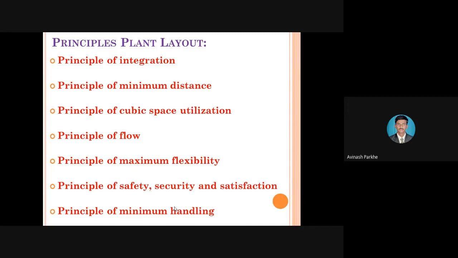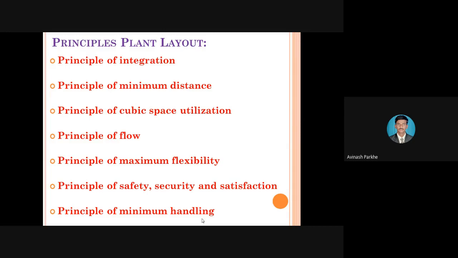So this is the 6th principle, and the 7th principle is called the principle of minimum handling, or the principle of minimum material handling. In the industry, so many components are there. Some light duty components, some medium duty components, some heavy duty components. Light duty components can be handled by the operators or the workers only. But sometimes some medium duty and heavy duty components are there. Heavy duty components will not be handled by the operator.